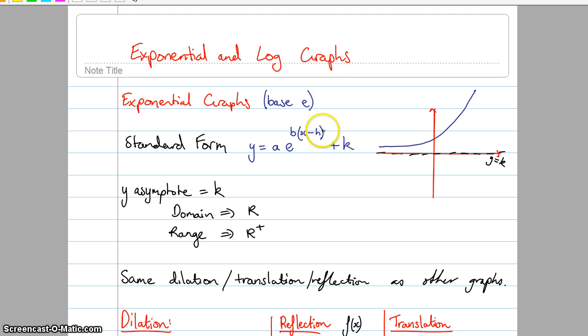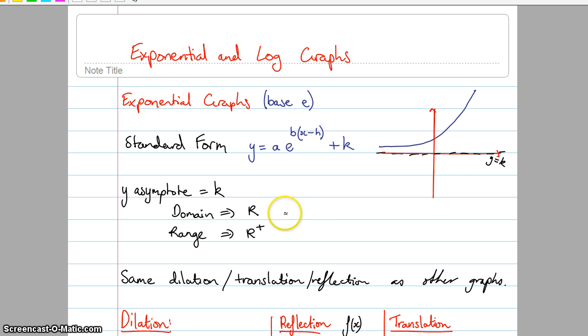For exponential graphs, we don't really notice the translation left and right, as I'll show you a little bit later. But we definitely can easily tell the translation up and down. So as I said before, the asymptote is at k. They have a domain of R. They're always all real numbers, so negative infinity to positive infinity.